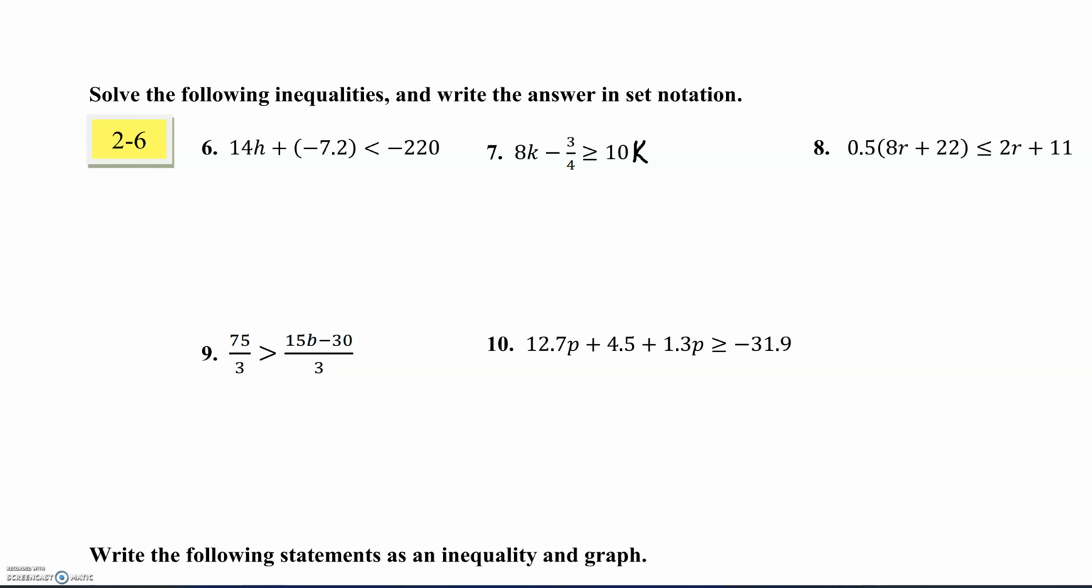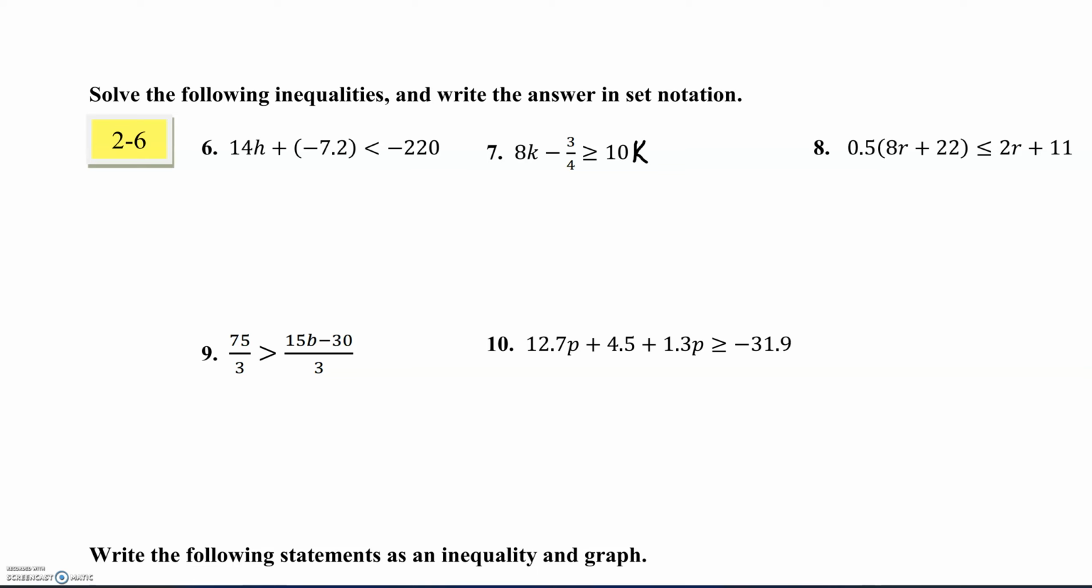Hello, this is a continuation of the instructional videos about the 2.7 homework exercises. We're going to continue with number 6 and go from there. So on numbers 6 through 10, we have inequalities. It says solve the following inequalities and write the answer in set notation. So let's go ahead and solve, then we'll talk about how to write your answer.